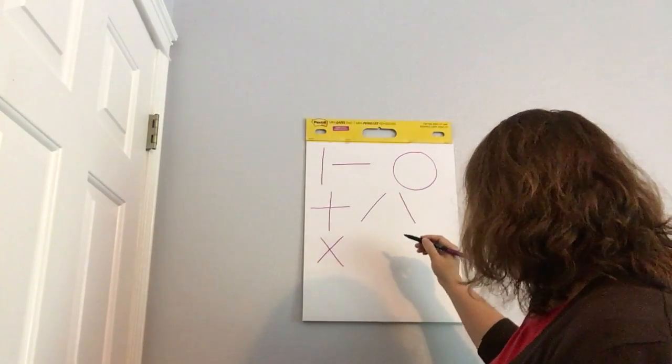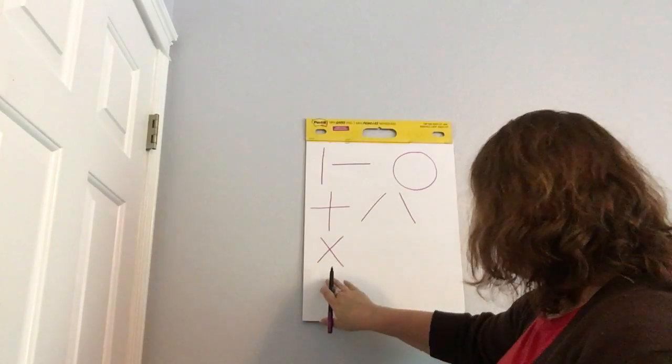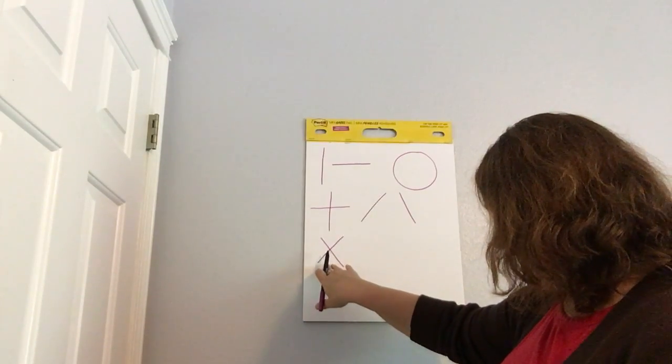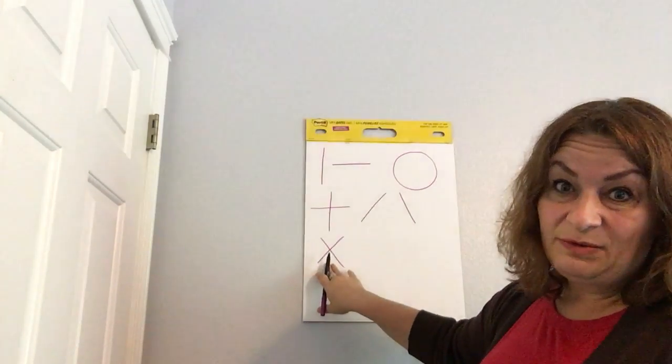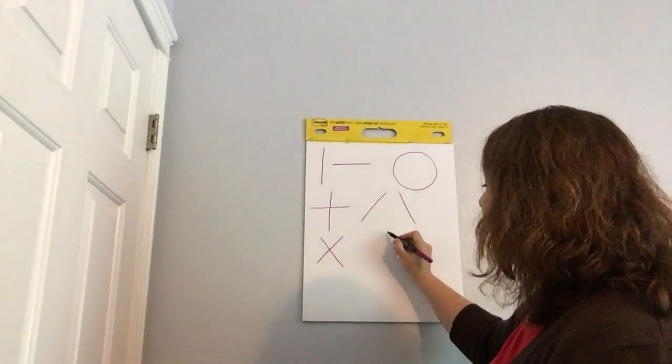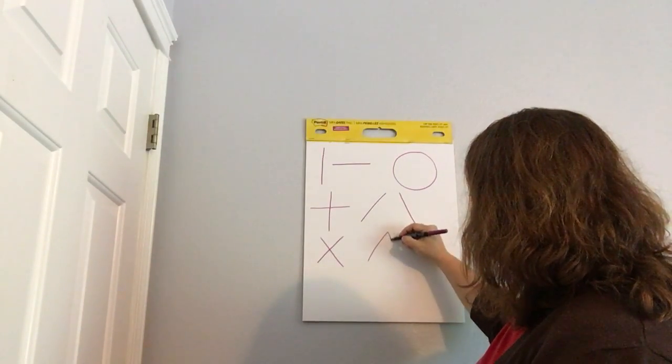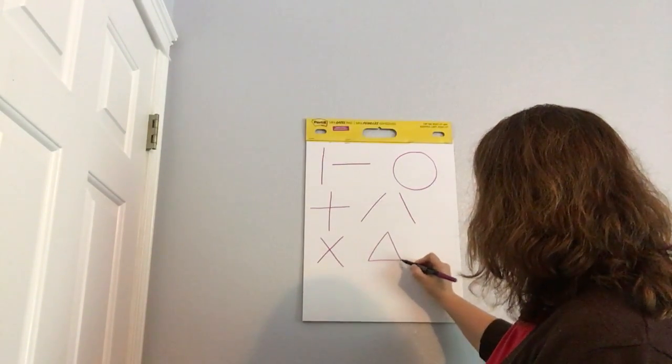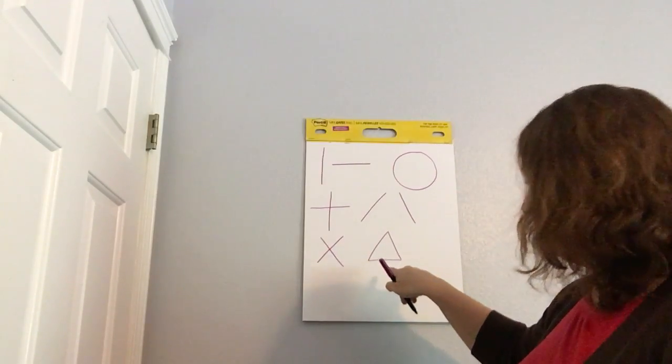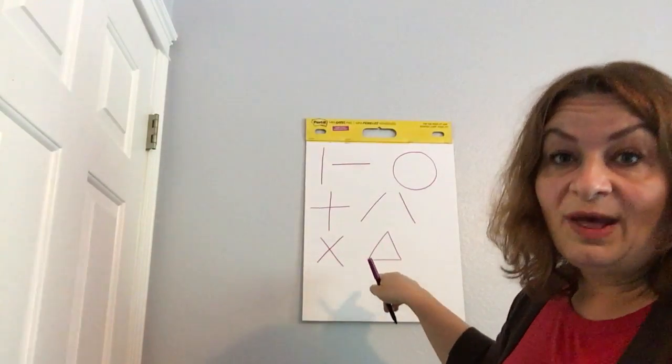Then last, the X is for 4 years old, 11 months. And then a triangle is going to be appropriate for 5-year-olds who are 5 years and 3 months.